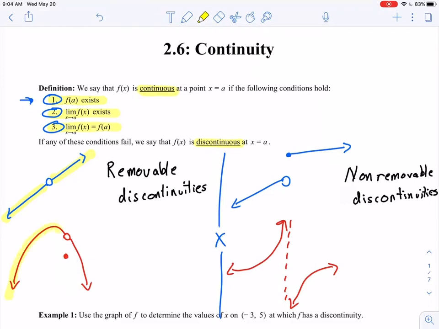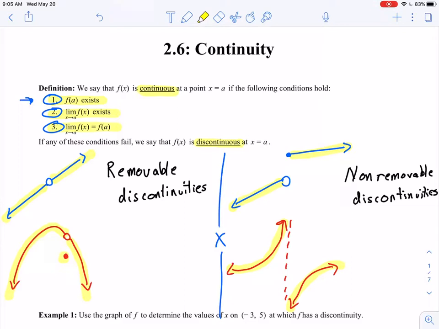Same thing right here. I'd have to pick up my pencil, stop right here, and then continue on. Here, I pick up my pencil, move on. Here, there's no way for me to connect these two. I have to pick up my pencil. So anytime you've got to pick up your pencil when you're tracing the graph of a function, that's how you can immediately tell that there's a discontinuity.